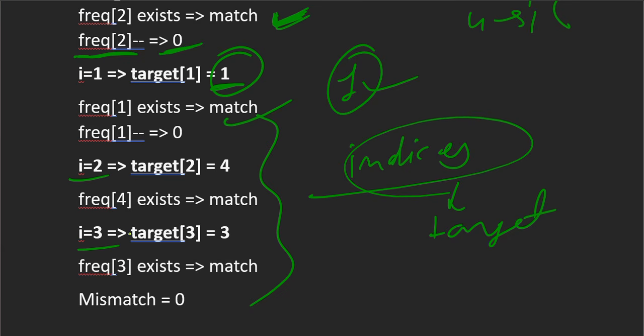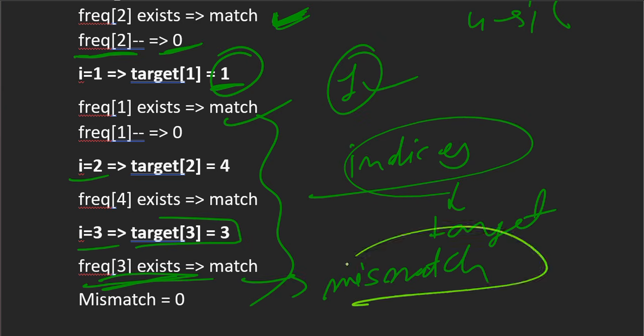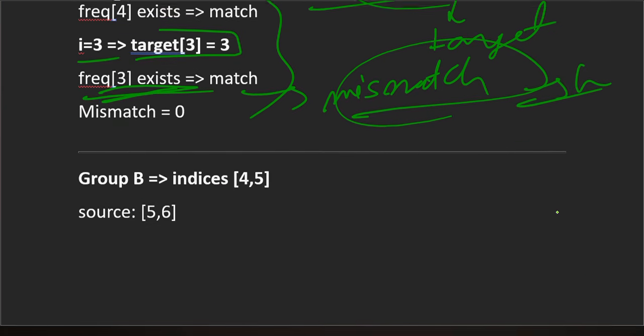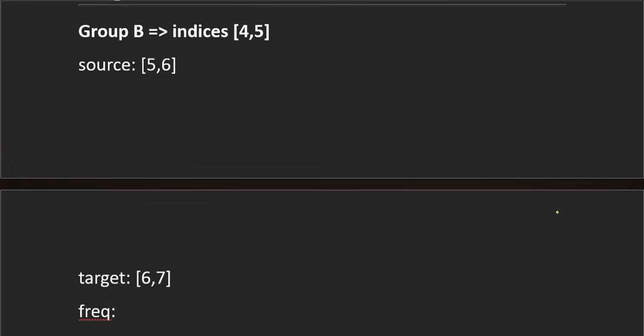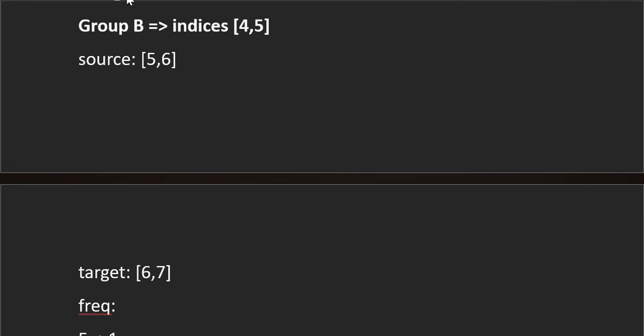Now suppose we are checking some index and the frequency doesn't exist. That means it is a mismatch, so the Hamming count will increase by 1. So we have processed group 1. Next we will process group 2.